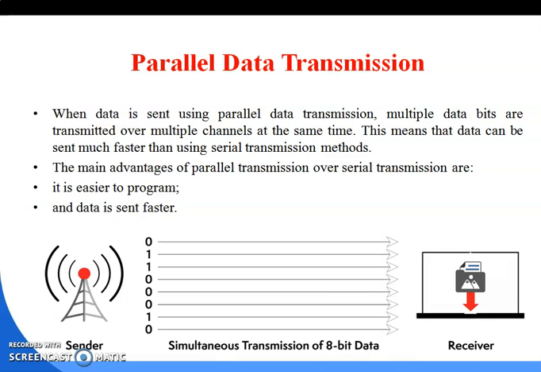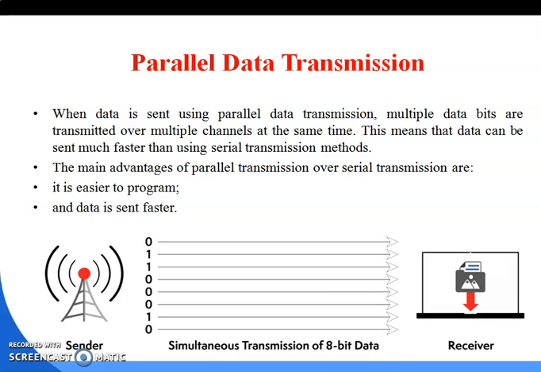In parallel data transmission, when data is sent using parallel data transmission, multiple data bits are transmitted over multiple channels at the same time. This means that data can be sent much faster than using serial transmission methods. The main advantages of parallel transmission over serial transmission are that it is easier to program and data is sent faster. Again I am repeating, in parallel transmission, multiple data bits are transmitted over multiple channels at the same time.